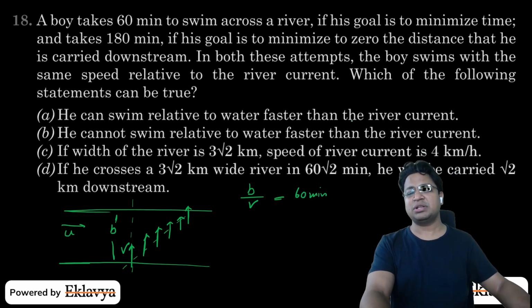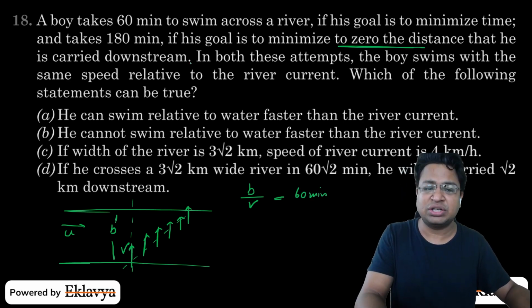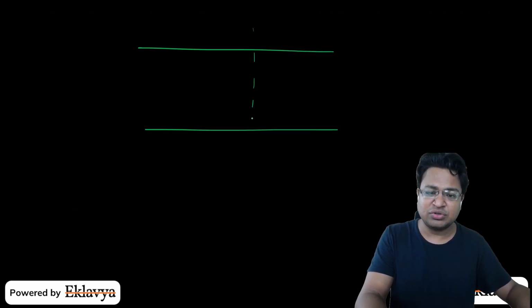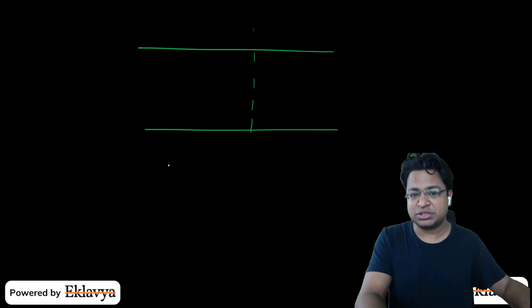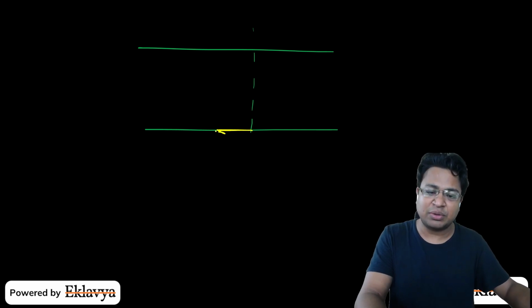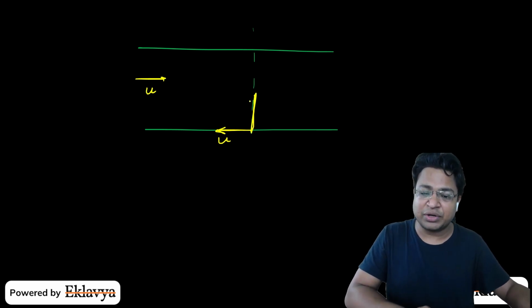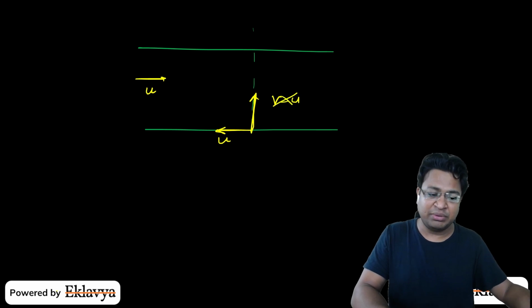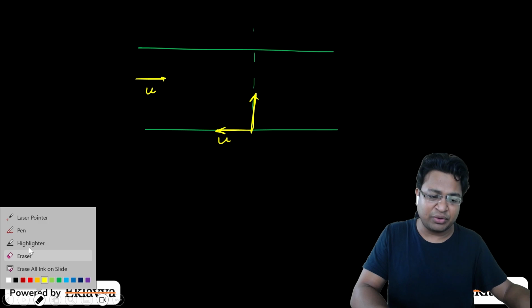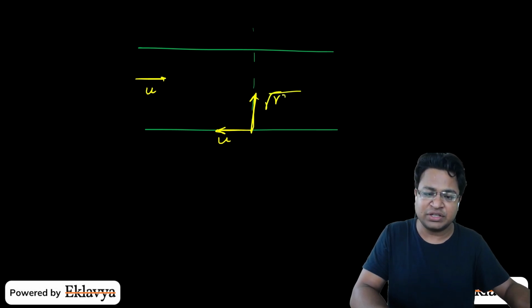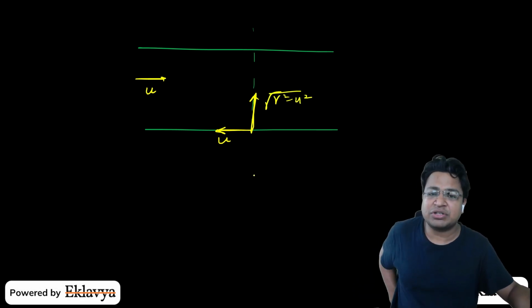Okay, now the second case, in which the goal is to minimize to zero the distance that is carried downstream. In this case, exactly how does the swimmer swim? The swimmer breaks his velocity, that is, the velocity with which the swimmer can swim, into two components. The role of one component of the velocity is to neutralize the river velocity, and the remainder of the component, now remember, guys, will not be v minus u. No, you have to calculate it vectorially. So the remainder of the component would be root of v square minus u square, and this component will help in crossing the river.